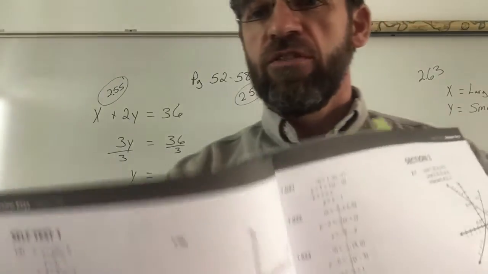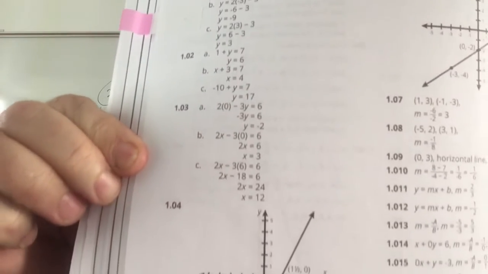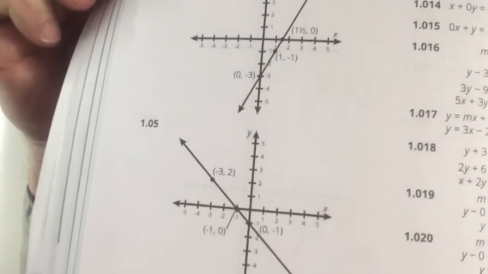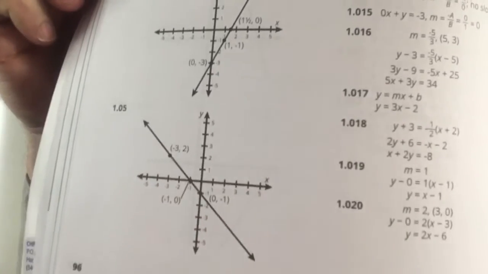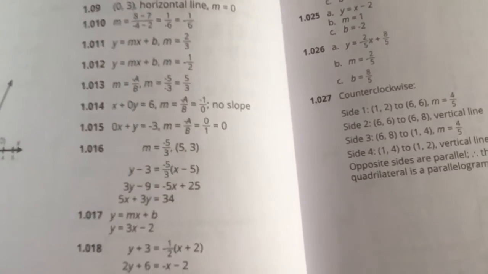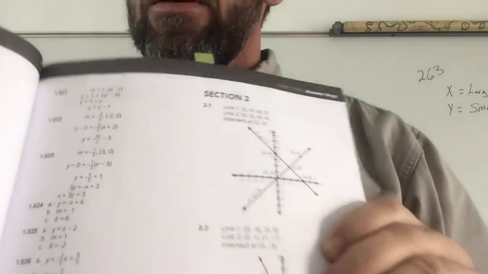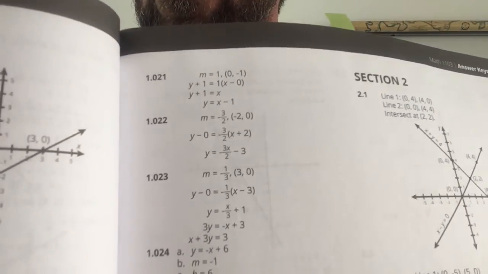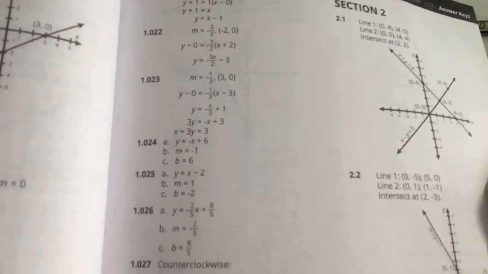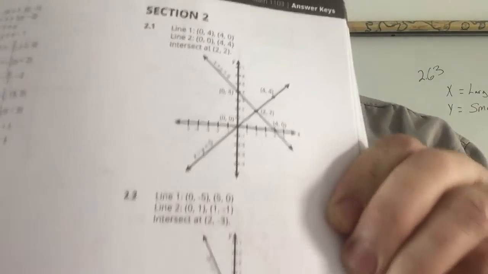So yes, self-test 1, the answers are right there is your first part. Can you see your graph? Now move over. There's the other graph. Come up through there. Okay. And then you'll have the next part. And yeah, there we go. You want the first answers for section 2?